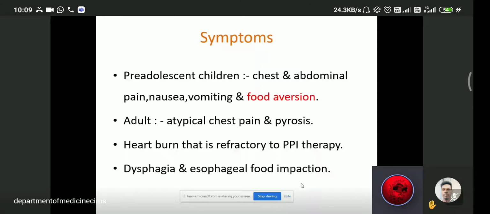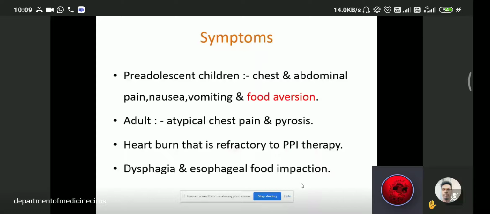Symptoms: particularly in the pre-adolescent group, children will complain of chest pain, abdominal pain, nausea, and vomiting. The primary symptom in pre-adolescent children would be food aversion, that is, after taking food it is regurgitated or vomited. Adults may complain of typical chest pain with pyrosis, that is heartburn, which is refractory to proton pump inhibitor or PPI therapy. Dysphagia and esophageal food impaction are also part of this esophageal eosinophilia.